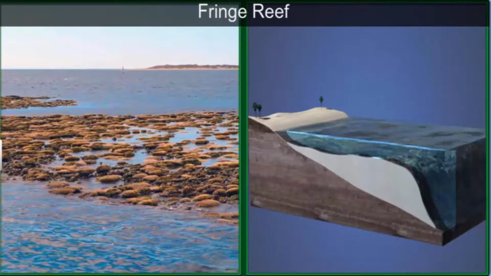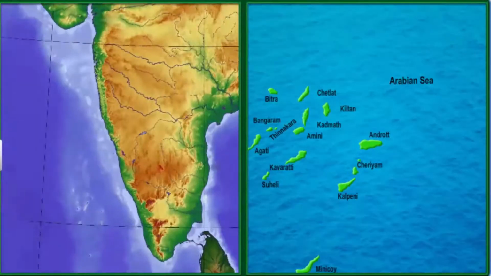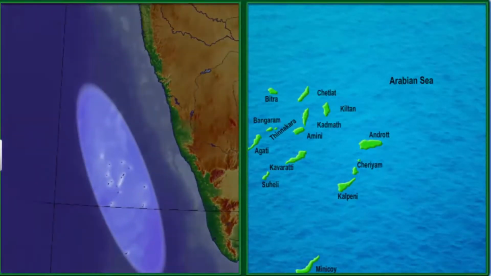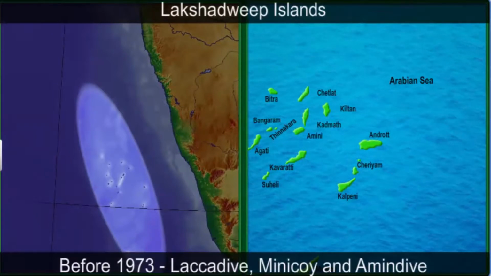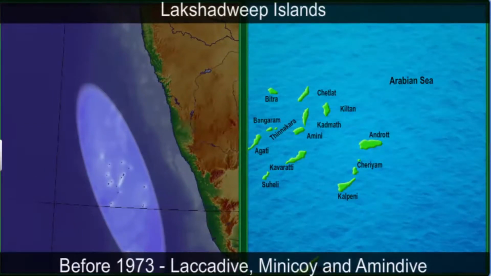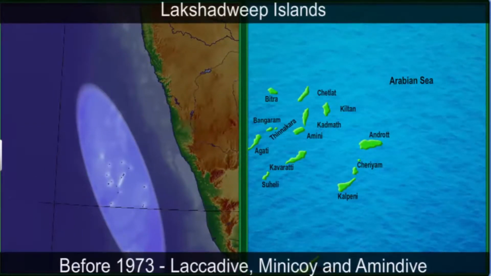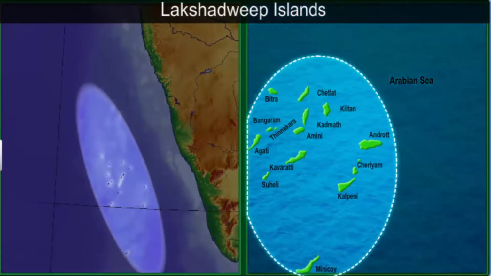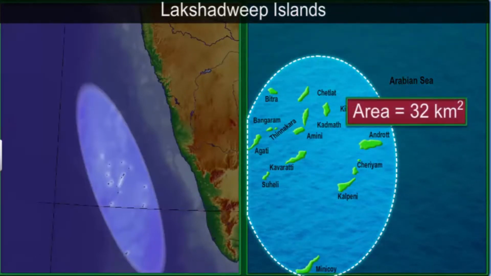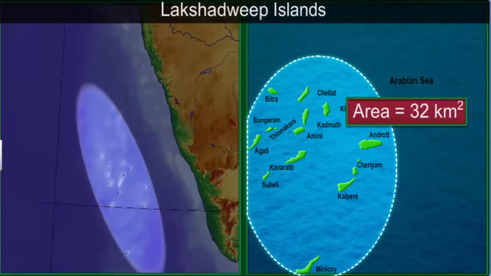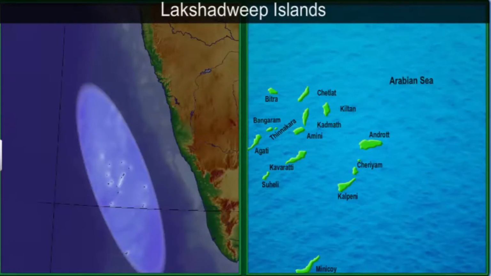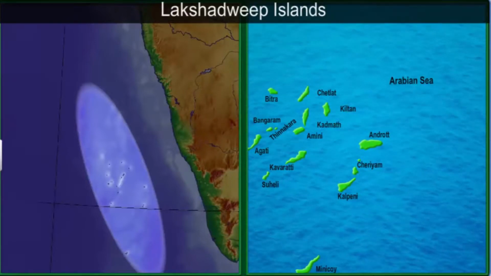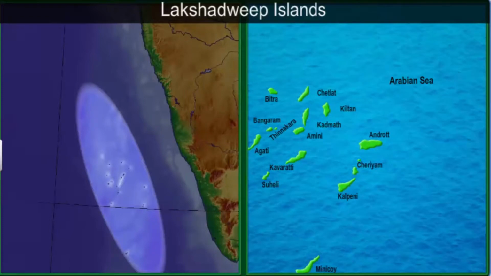Before 1973, the Lakshadweep Islands were known as Lakadive, Minicoy and Amindivi. The overall area of Lakshadweep is 32 square kilometers. The islands' administrative offices are headquartered on an island called the Kavaratti Island.